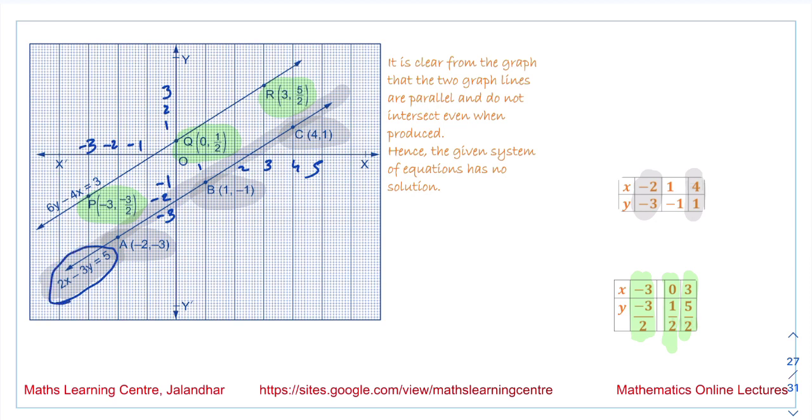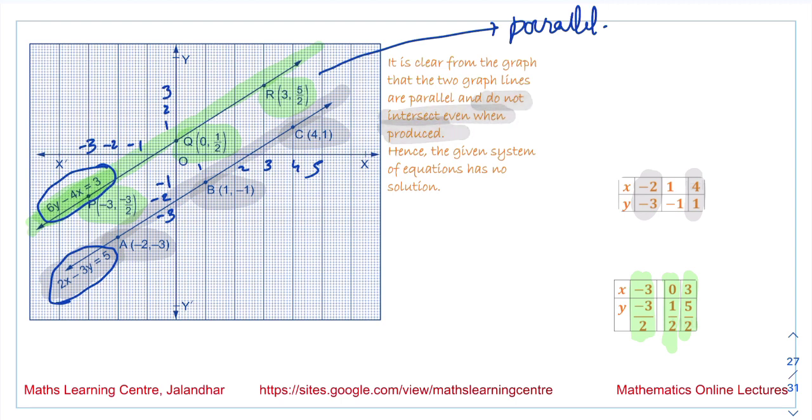2x minus 3y is equal to 5. This is the line corresponding to 6y minus 4x is equal to 3. And what we see is both these lines are parallel to each other. They do not intersect. It is written over here that they do not intersect even when they are produced infinitely. So there is no point of intersection over here. It means the system has no solution, and such a system is called inconsistent. When it has no solution, these kinds of systems are called inconsistent systems.